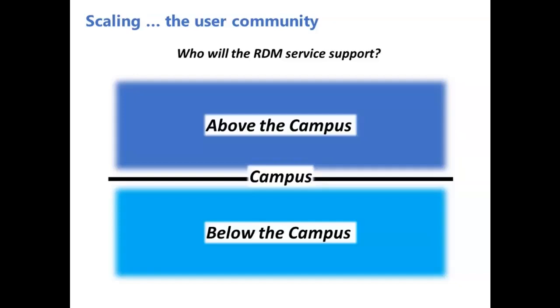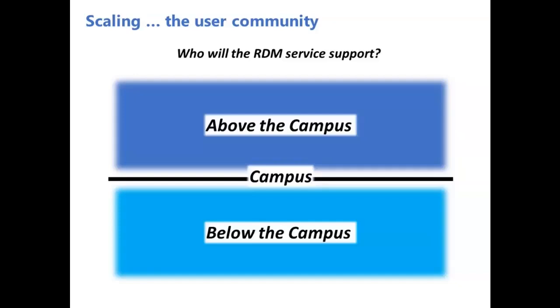And then finally, an RDM service could be deployed for use by a user community that cuts across university boundaries. And this moves us above the campus line into a territory where services are scaled for use at levels above the campus. For example, we could imagine services that support researchers within a group of universities, like a consortium, or researchers within a particular disciplinary community, regardless of university affiliation. So campus scale services support a university's entire research community. Below the campus, services support a particular segment of a university's researcher community. And above the campus, services support a researcher community that basically spans universities.